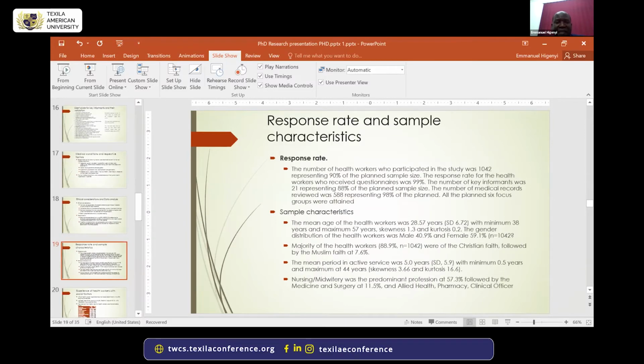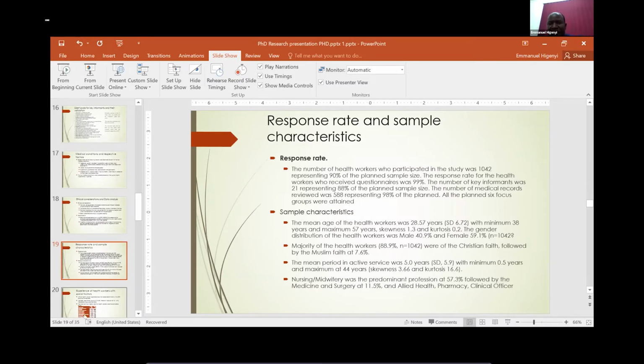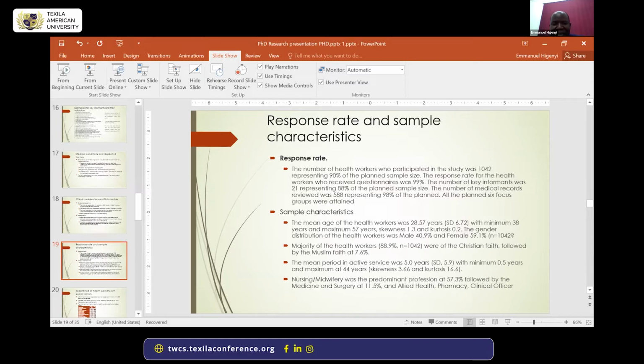In terms of results, definitely my response recovery rate was 90% for health workers, and 98% for the rest, and 99% for the others. I can't see my screen very well, but basically my overall recovery was good enough, for the sample recovery as per the plan.